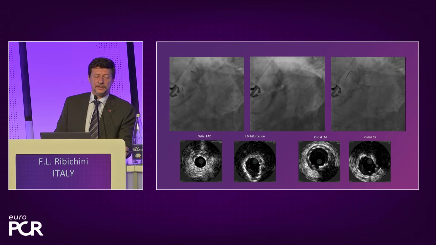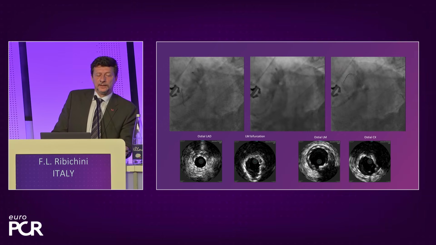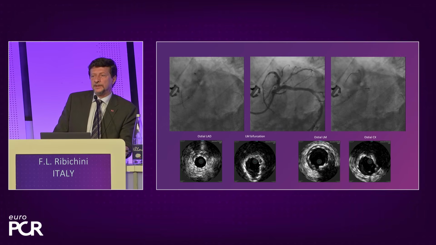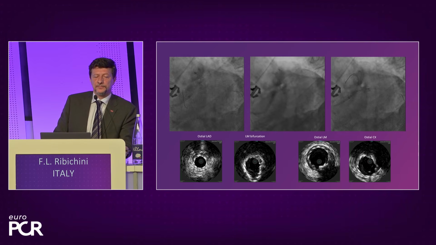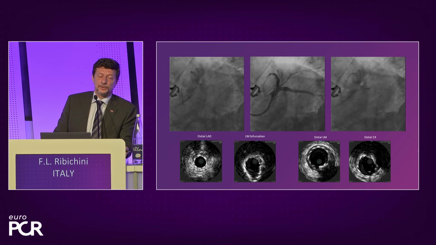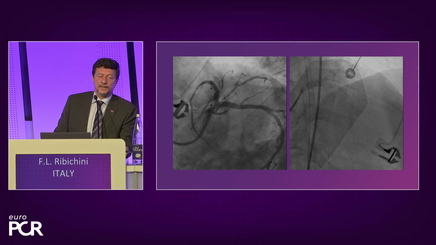Again, you see that the LAD is symmetrically expanded. Of course, you will not make this vessel a 5-0 because of the severe calcification. The left main bifurcation looks nice. The ostial left main shows the stent is well apposed. And as expected, the circ has a good expansion of the stent. This is the final angiographic result.